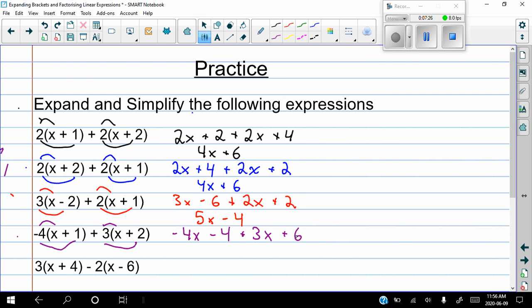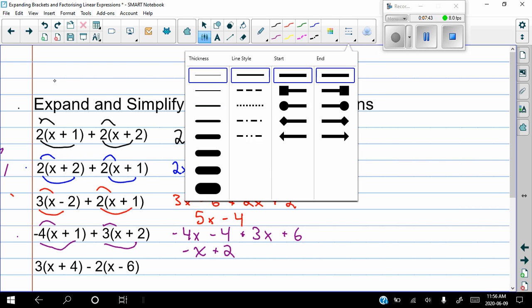Now here we have negative 4x and 3x. So negative 4 plus 3 is negative 1 or negative x, right? Negative 1x or negative x. And then we have negative 4 plus 6. Well, negative 4 add 6 is just plus 2. Now we've got one more to do.